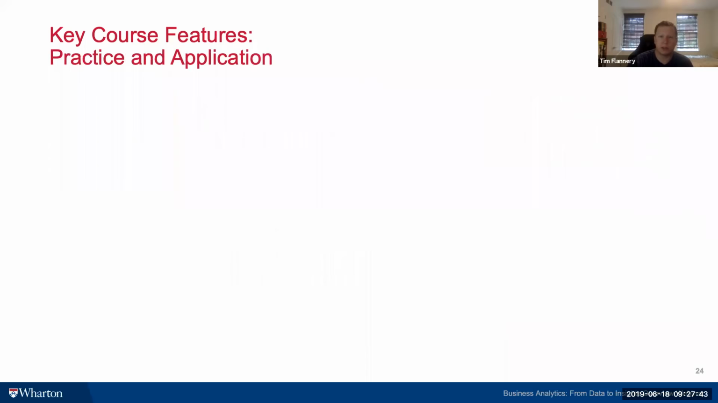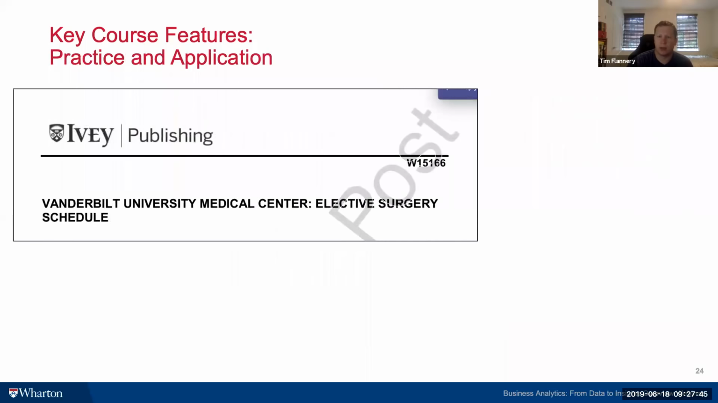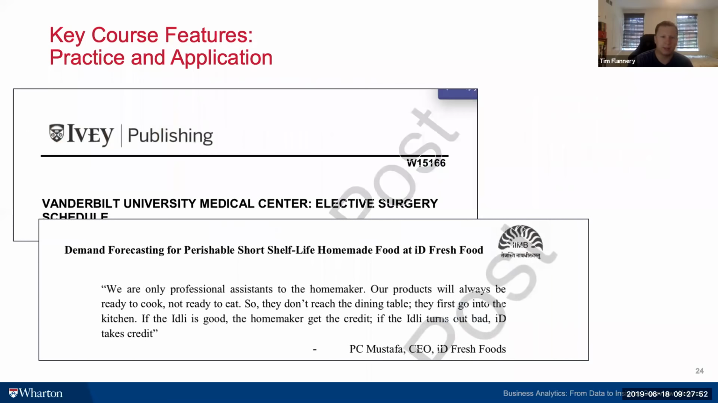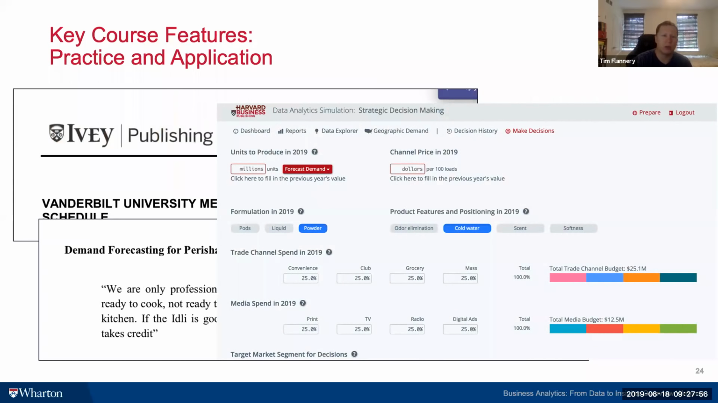So we're going to go through a bunch of different cases. We are going to talk about how to do some scheduling. We'll talk about how to do demand forecasting. So we'll take a look at cases from a bunch of different places, and we will also go through a simulation where you, in a risk-free way, can actually take all the stuff that you've learned in this course and apply it. So you can play around with things like the price of a product. Where do you want to allocate your channel spend? What do you estimate the demand to be in a given time period? And how do you just balance all these different things?